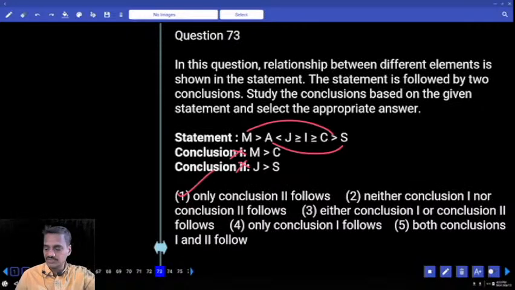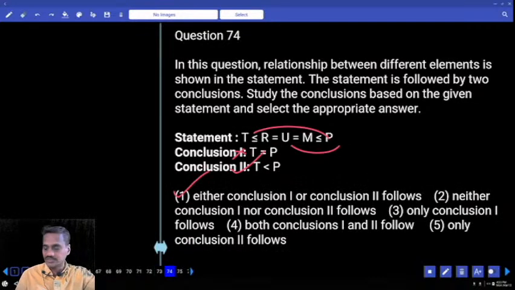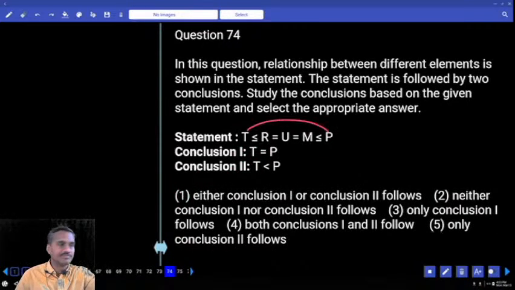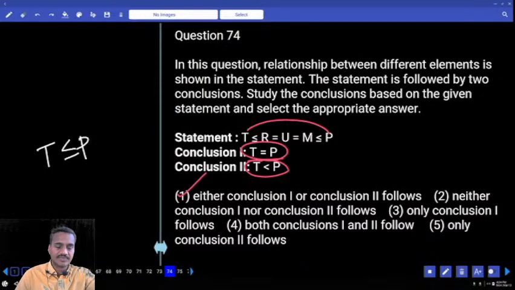The next one 73, M and C. Now between M and C, 2 opposite symbols, so no relation. J and S, between J and S, J greater than S is definitely true. Hence only 2 follows, choice 1, 73. And 74, the relation between T and P. T is either lesser than or equal to P. Either lesser or equal, either 1 or 2, choice 1, 74.